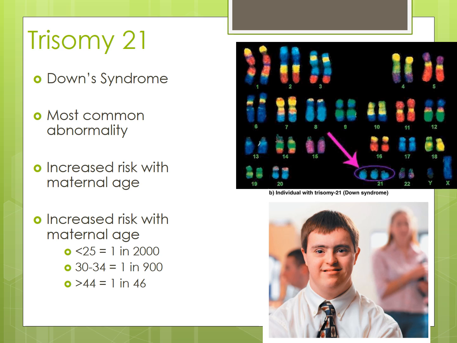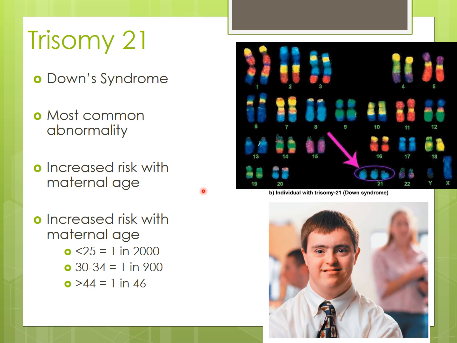So now I wanted to go into a few examples of what conditions are associated with these trisomies caused by the non-disjunction we previously discussed. A very common, in fact the most common abnormality, would be trisomy 21, which is commonly known as Down syndrome. As you can see here in our colorized karyotype, you have an extra copy of chromosome 21 shown here in this male individual.